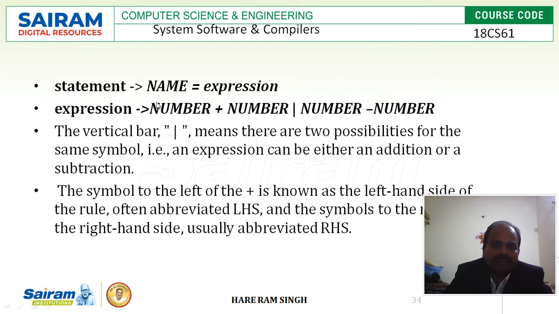For example, let us see one grammar. Statement generates name equal to expression. This is the grammar. Statement generates name equal to expression, and expression generates number plus number or number minus number. So the vertical bar means there are two possibilities for the same symbol. That is, an expression can be either an addition or a subtraction. This vertical bar means this expression can be a number plus number or number minus number.